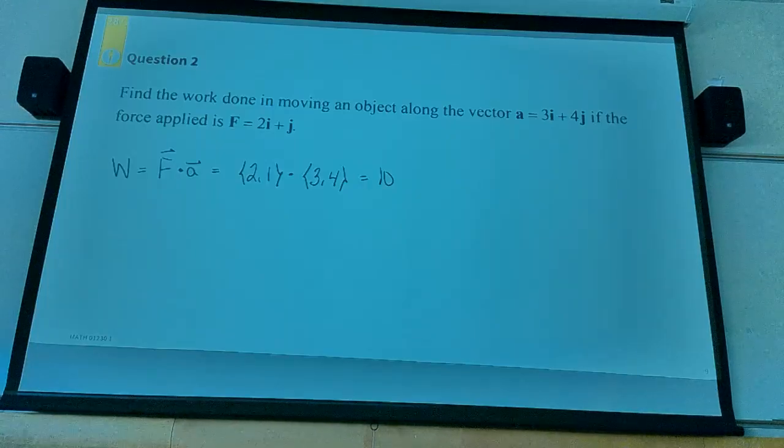Standard unit for work is then what? Joule. It's the joule, a newton meter.